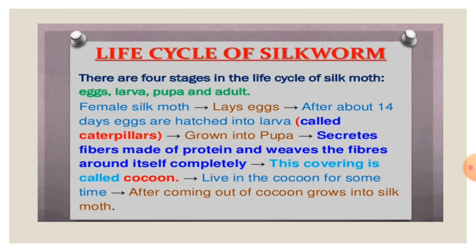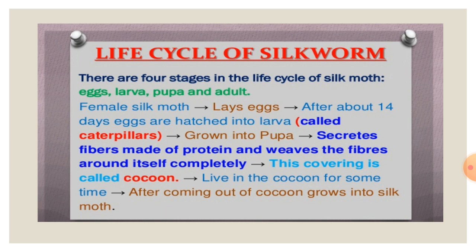Now coming on to the life cycle of the silkworm. Mainly there are four stages in the life cycle of the silk moth. These are eggs, larva, pupa and adult. The first stage is eggs. The female silk moth lays the eggs. That is the first stage. Then after about 14 days, eggs hatch into larvae, the second stage. These larvae are also known as caterpillars.